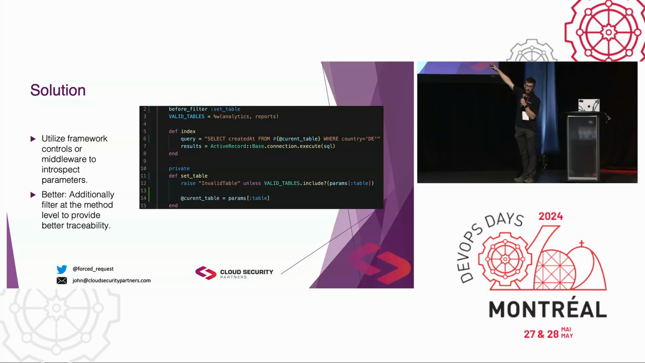Before filter has been renamed to set table. And set table looks at the parameter to see if it's in that allow list as it did before. And if it is, we set an instance variable to the value of that table. And then in the index function, we are now referencing that instance variable instead of directly relying on that user supplied data. So what that means is if someone comes in and says, hey, the application's being odd, let's try commenting out that before filter that security team just set and see if it works.